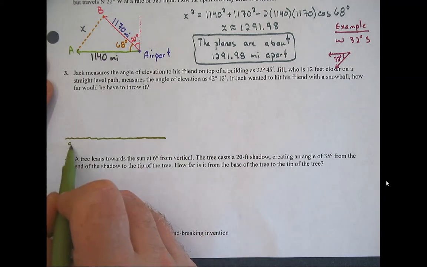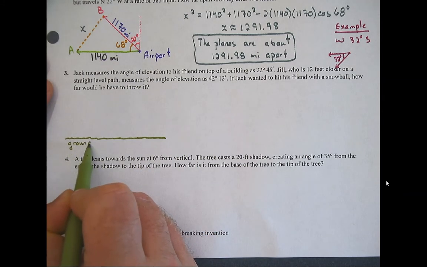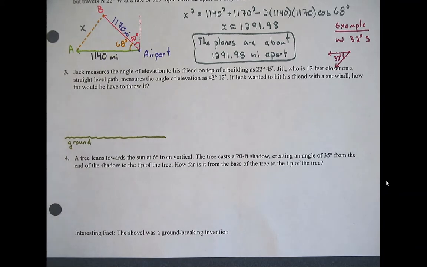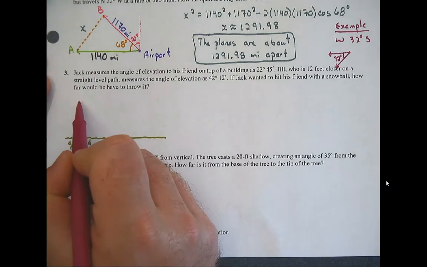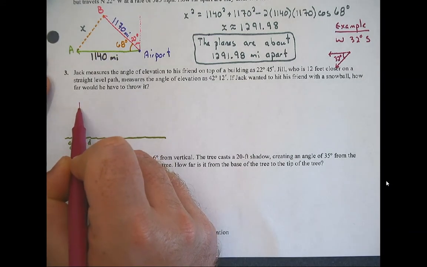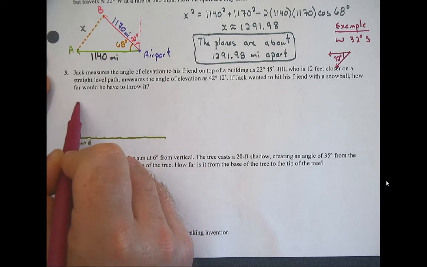This is the ground. So we have 5 things to draw. We have 3 people and a building. What's the next most permanent? Hopefully you noticed too that the building was the next most permanent thing. So over here, I'm going to draw a building.